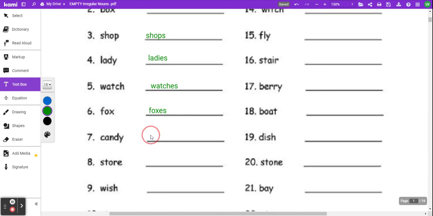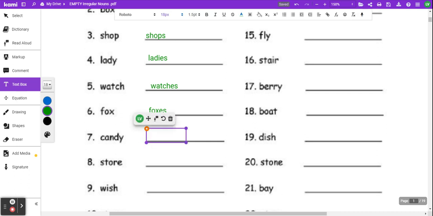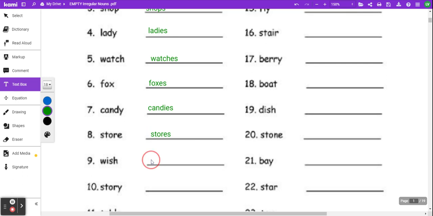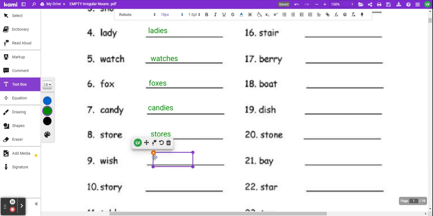What about candy? Candies. S or I-E-S? I-E-S. So C-A-N-D-I-E-S. Candies. What about store? Stores. S-T-O-R-E-S. Just an S. What about wish? Wishes. So W-I-S-H-E-S, right? Porque está terminando en la combinación S-H, so se agrega or we add E-S.